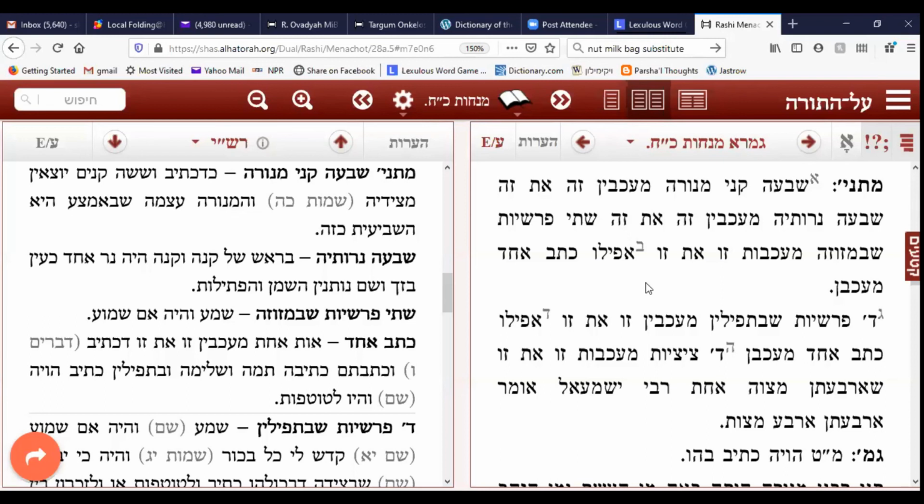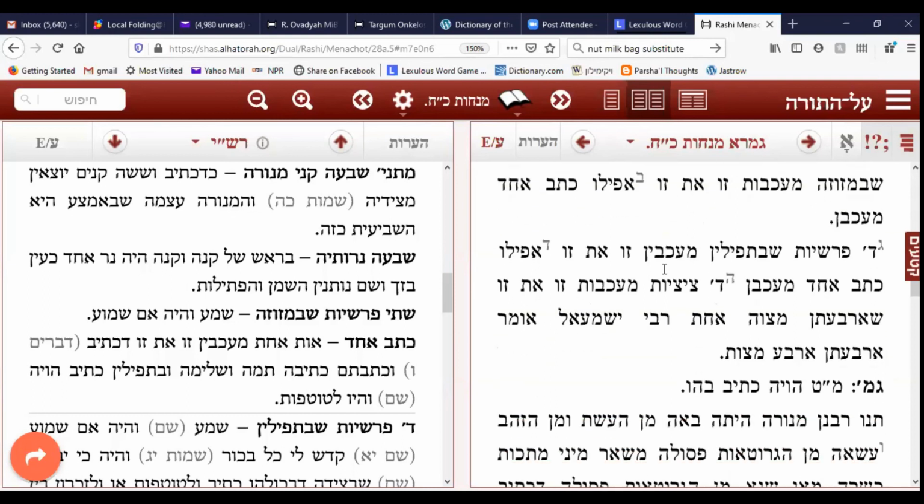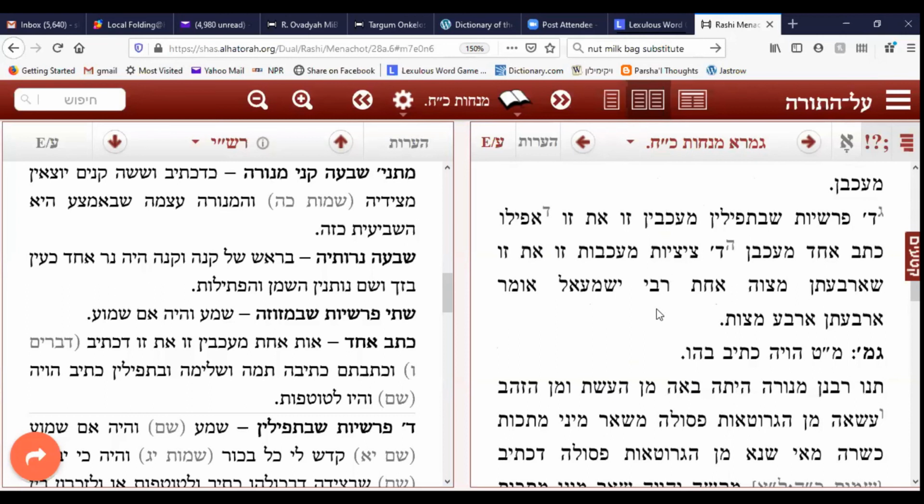So you can't write just Shema or just V'hayah im Shamoa. You have to write both of them. Anything less than that, you don't have a mezuzah. You have not fulfilled the mitzvah. Afilu katav echad makvan. Even one writing holds them back. And we'll discuss that later on.